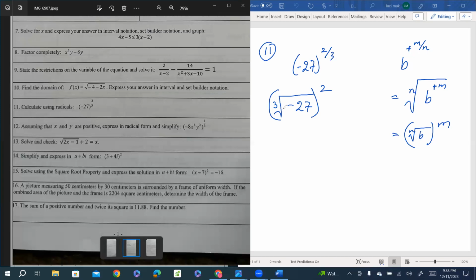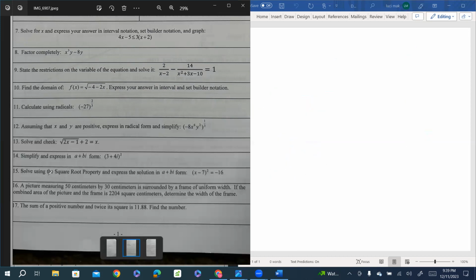So now cube root of -27. We know -27 is -3 to the third power, right? So the cube root and the power cancel each other. So we have a -3 inside and then we have a square. So -3 squared is +9. So the answer is +9. All right, so that's 11. Let me check 11. 11 is right. So let me look at the next question. I'll erase the board.